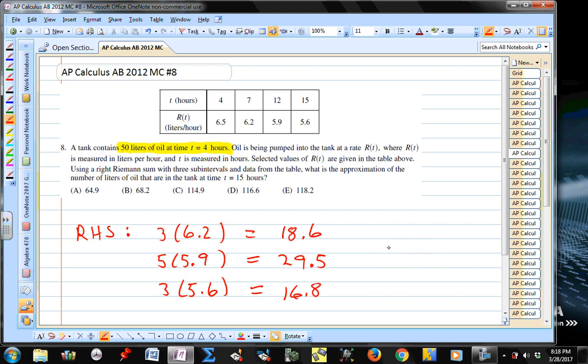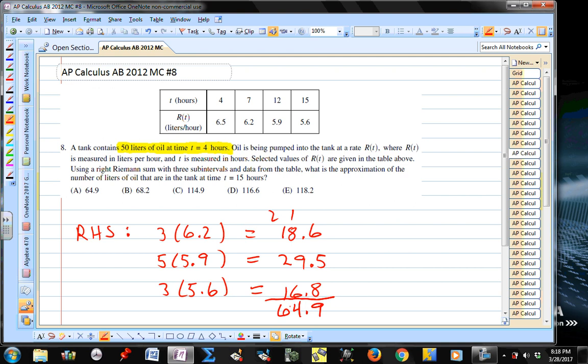I've got to be careful. We're going to add these together, and carry the 1, carry the 2. 64.9. And 64.9 is one of our answers.